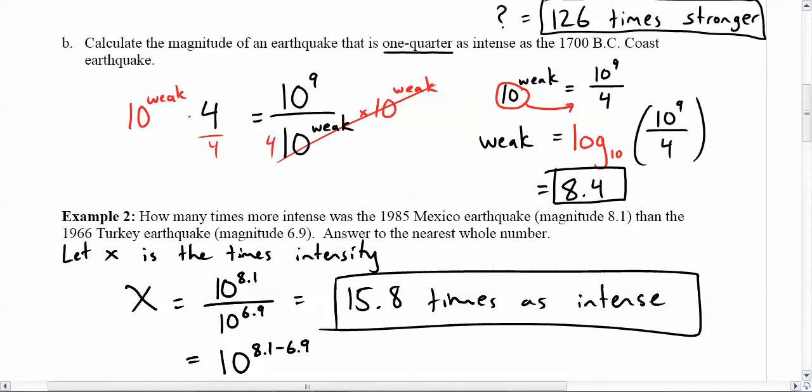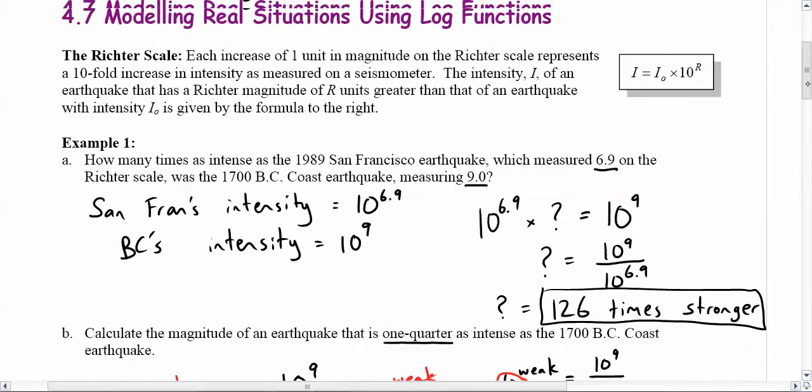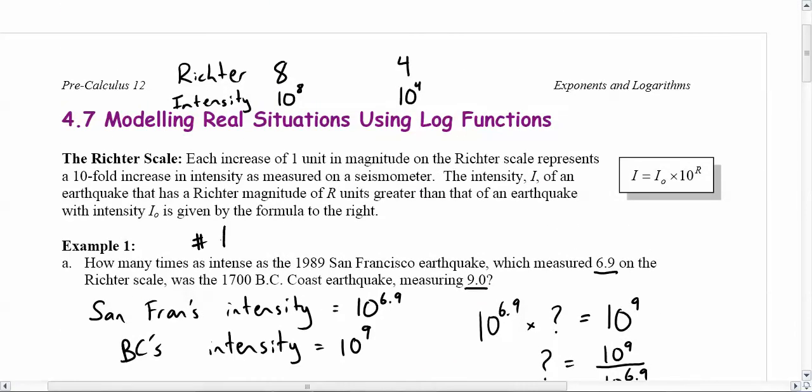So we can generalize this into a formula that you can write on the top of your page. If you want to find out the number of times intensity, this is 10 to the power of big earthquake minus small earthquake.